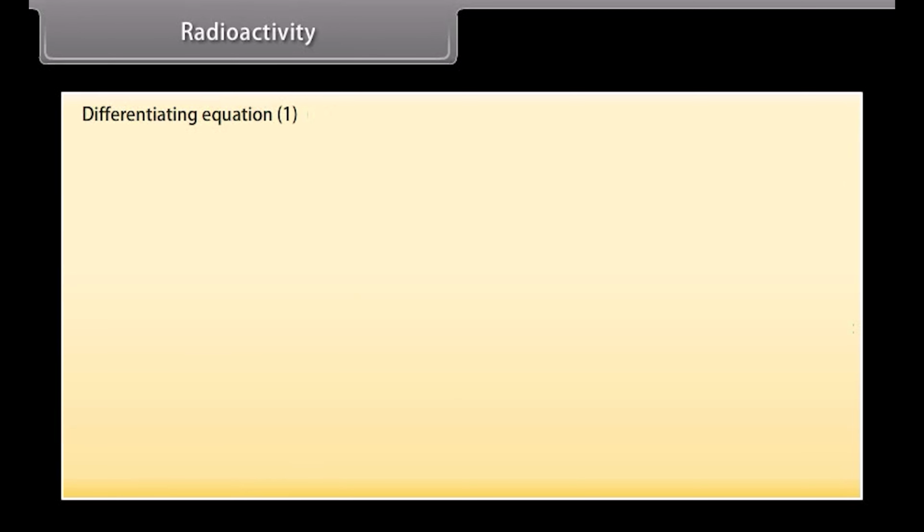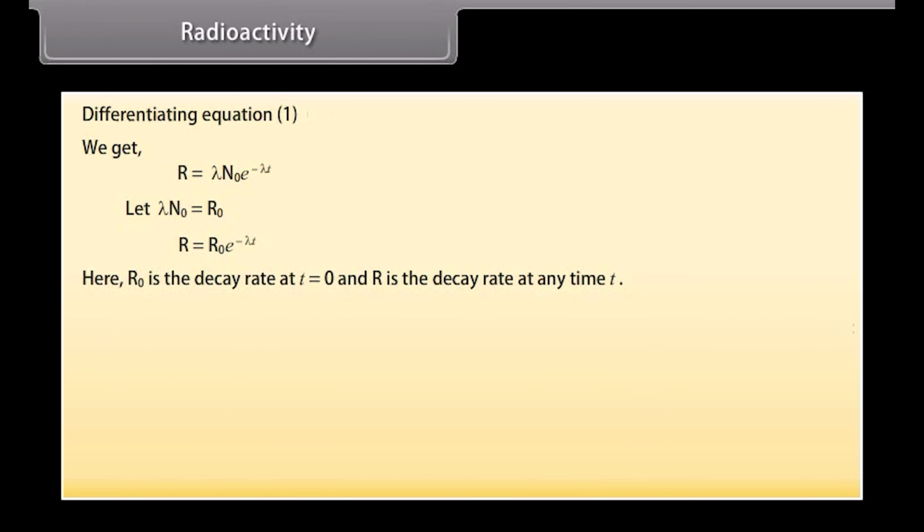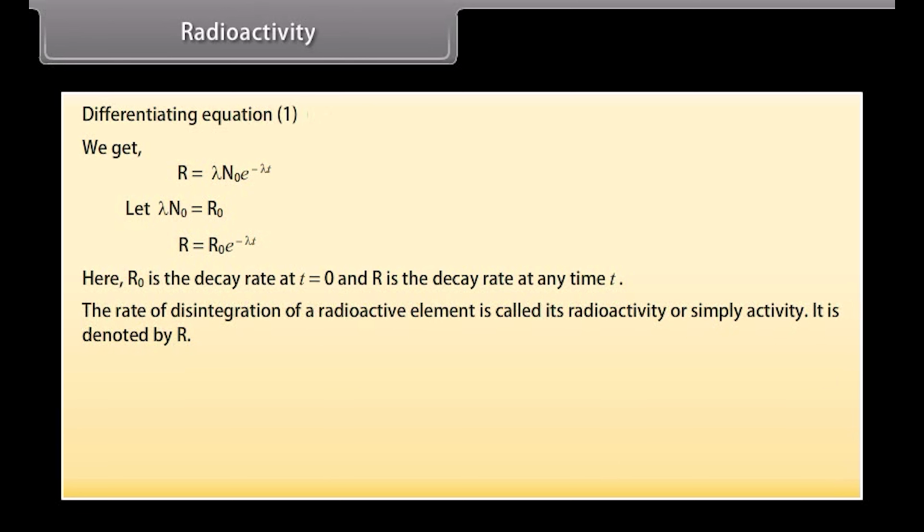Differentiating equation 1, we get R = λ N0 e^(−λt). Let λN0 equal R0. Then R = R0 e^(−λt). Here, R0 is the decay rate at t = 0, and R is the decay rate at any time t. The rate of disintegration of a radioactive element is called its radioactivity or simply activity. It is denoted by R.